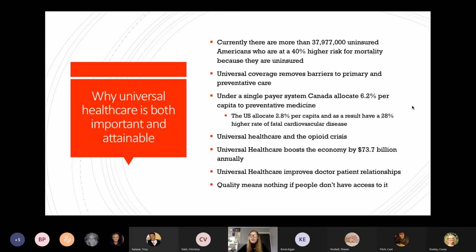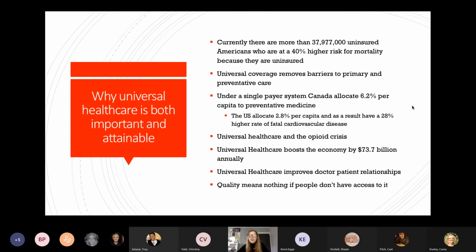So under a single payer system, Canada allocates 6.2% per capita to preventative medicine, single payer meaning universal health care. The US, under a multi-payer system, allocates 2.8% per capita, and as a result has a 28% higher rate of fatal cardiovascular disease. So this goes back to the idea that if we invest more in preventative medicine and primary care, we can catch issues early, help treat them for people, and raise our level of national health.